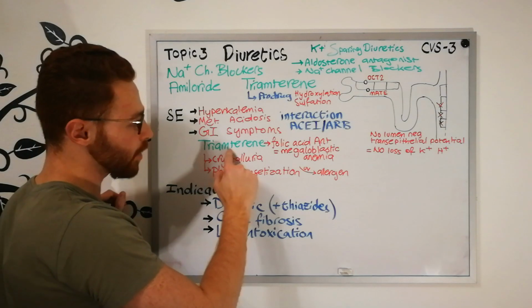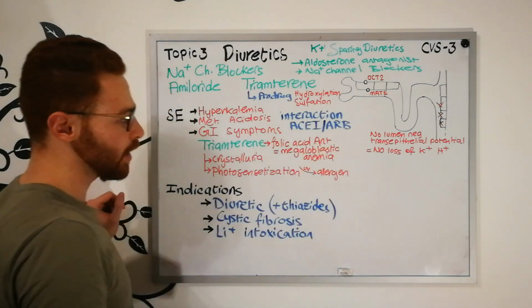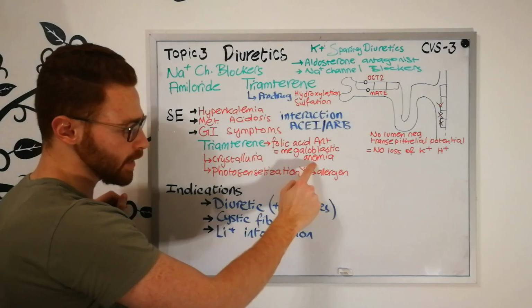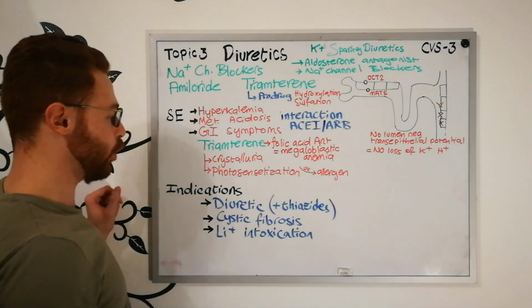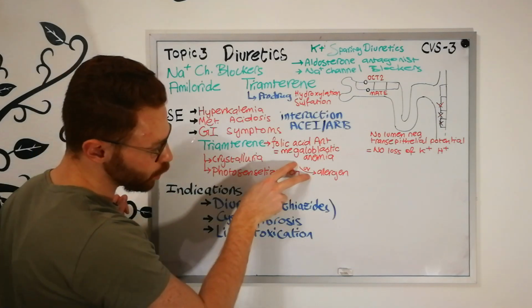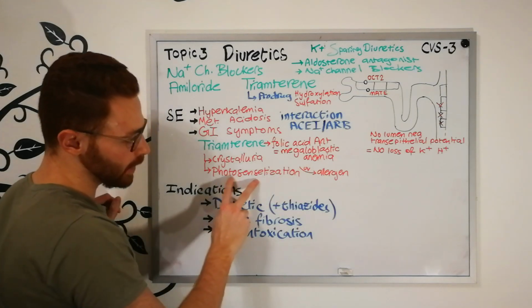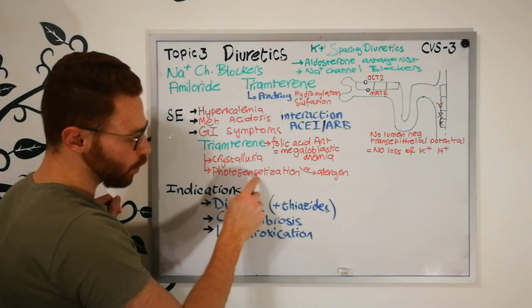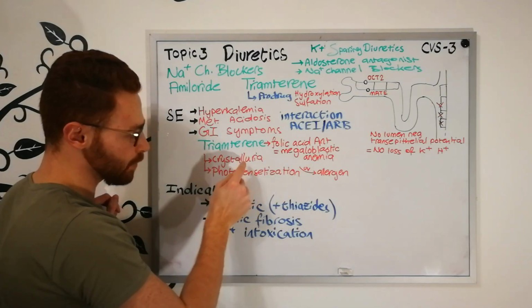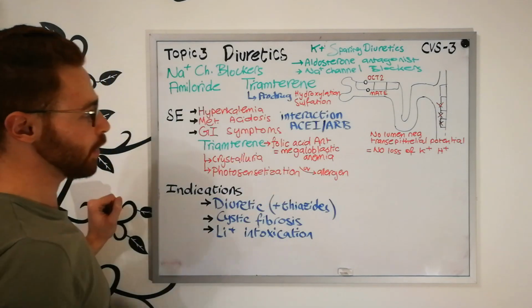Also, the triamterene is going to block the folic acid. It is a folic acid antagonist, leading to megaloblastic anemia on long-term use. Now, if the triamterene is exposed to UV light, it is going to form an allergen, and this allergen is going to lead to photosensitization. So these three side effects are specific for the triamterene, and they don't really happen if you're using the amiloride.